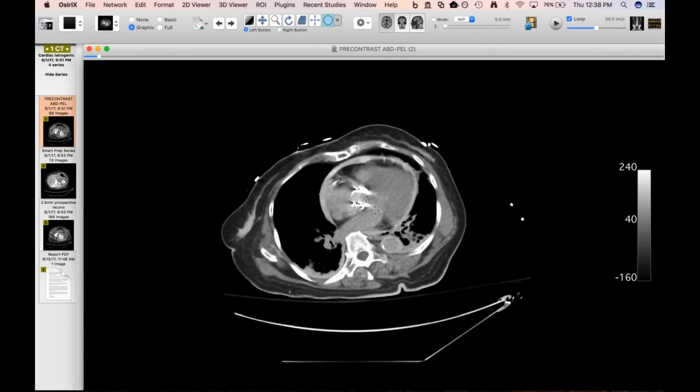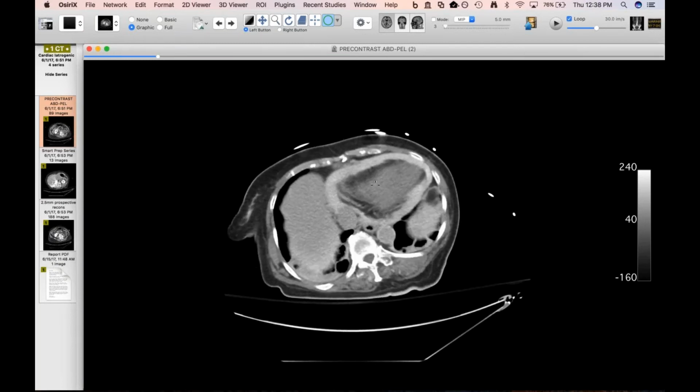But it's a mystery. We've had one other case of hemopericardium after a TAVR. They went in, opened them up, didn't find the source. So I don't know. But I thought this was a pretty dramatic case too.